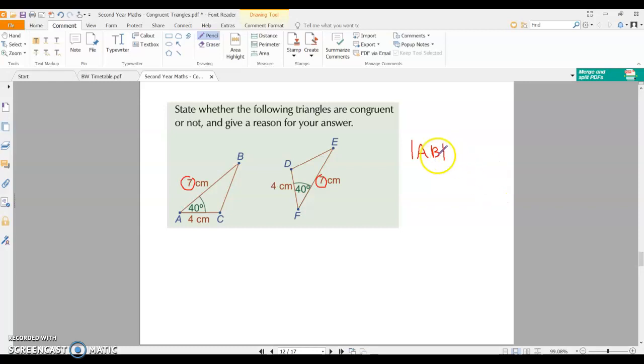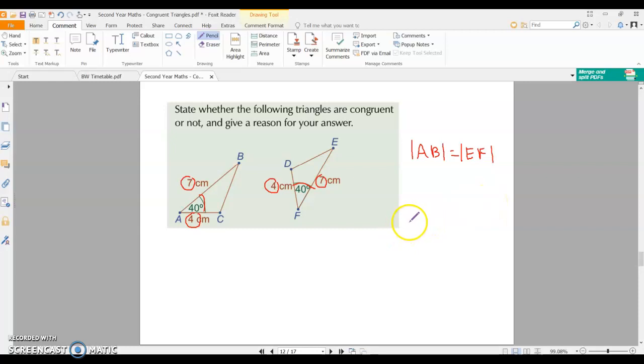I'm using a mouse to try and write this. My handwriting's not going to be great, and I might do too much writing on the example, but you might write side AB equals side EF. AC then is equal to DF, so you might write that out there as well. And then is the angle in between them the same? Well, I've got 447, 447. So you might write the angle BAC equals angle DFE.